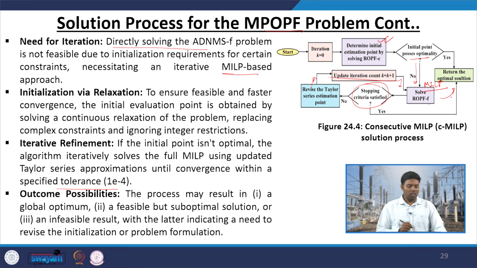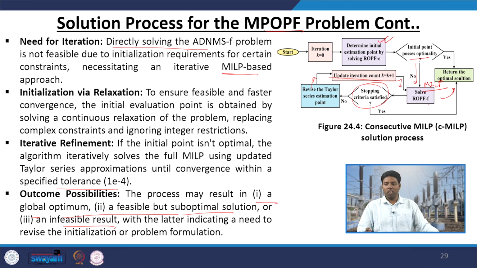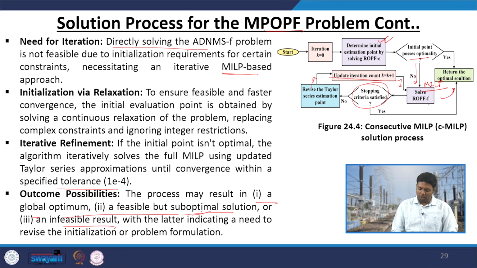So you may have three possibilities of the output: either your solution is global optimum, or it is suboptimal, or it is infeasible. If you are getting an infeasible solution, then you have to reformulate your problem, as something is wrong with your constraints. If it is suboptimal, then you have to revise your initial point.